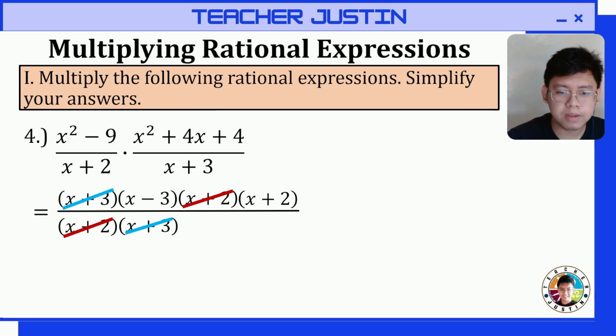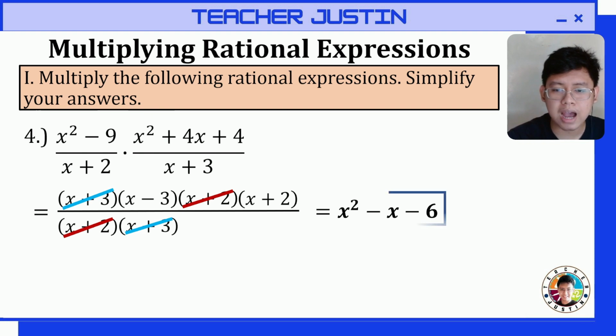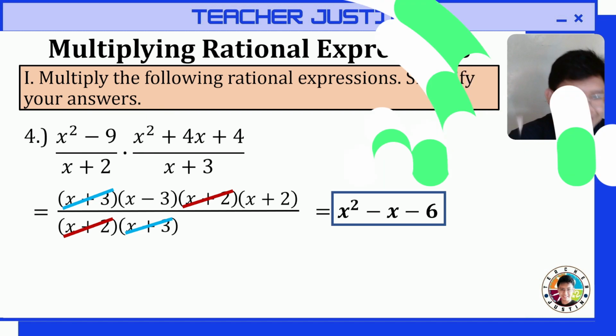Okay? Tapos, multiply natin yung x minus 3 and x plus 2. Let's multiply them using FOIL method. And their product will be x squared minus x minus 6. So, this will be our final answer. And that's it. Ta-da!